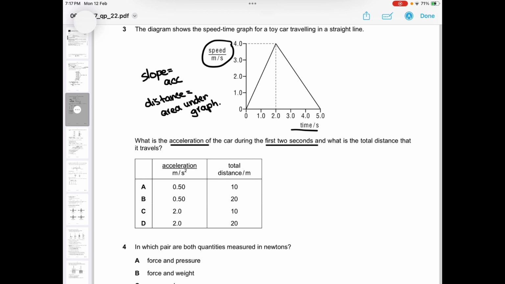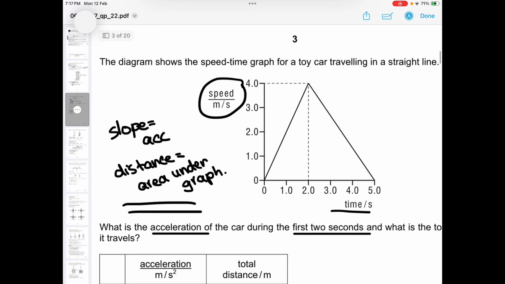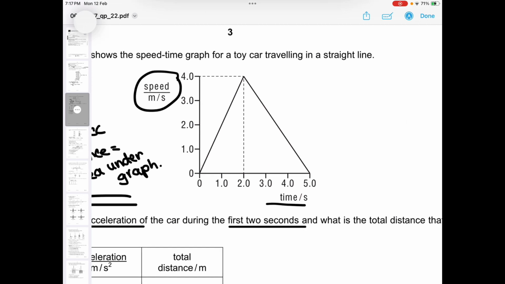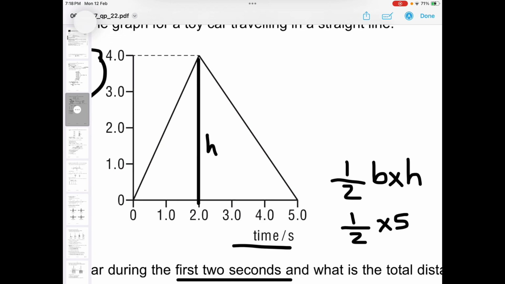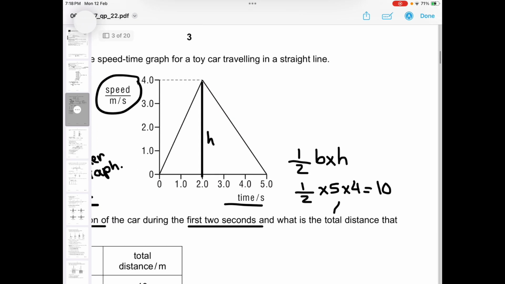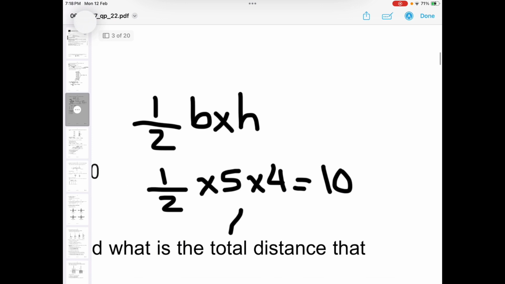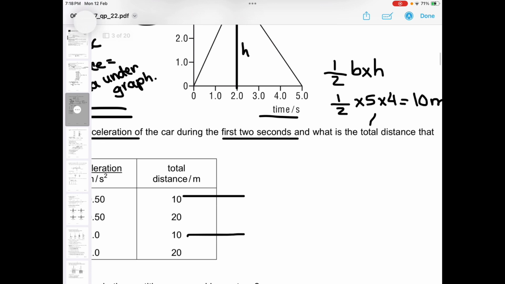Okay, let's see the total distance. Total distance is the area under the graph, as we wrote over here. This shape is a triangle. Now, everyone knows that the area of a triangle is half base times height. Base here is 5, so it's half times 5, and the height, this is the height, is 4. So the answer is 10. The unit over here is meters, so it's 10 meters. Okay, so it's either A or C.